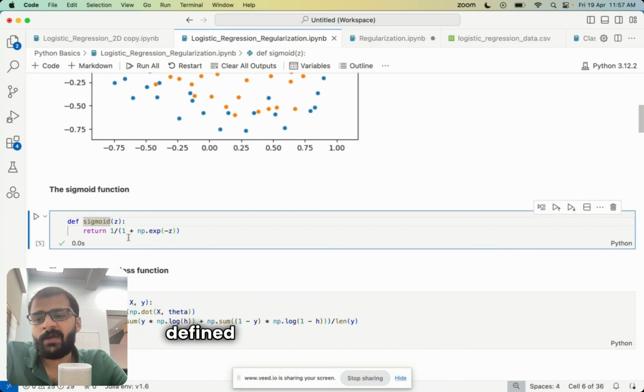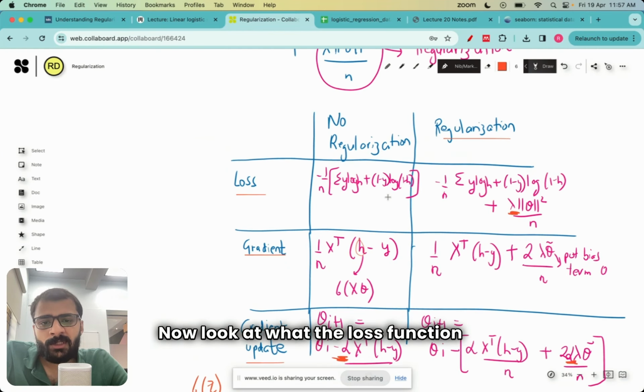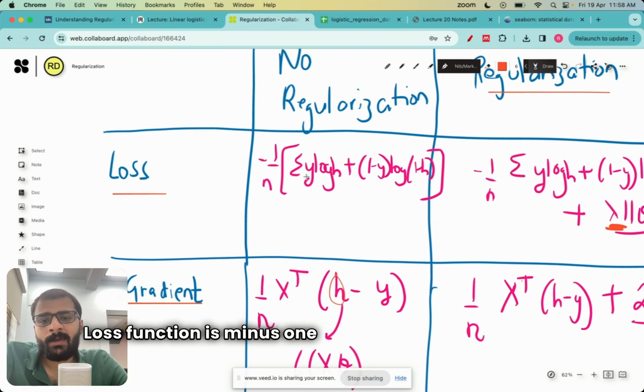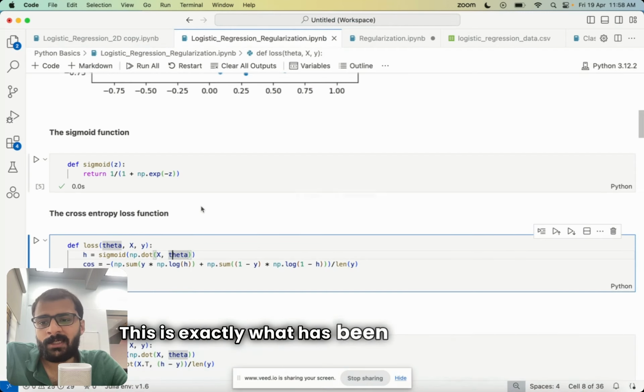Okay, so first we have defined the sigmoid function here. Next we will define the loss function. Now look at what the loss function is. Loss function is minus 1 by n sigma y log h plus 1 minus y log 1 minus h. And h is sigma of x theta. This is exactly what has been done here.